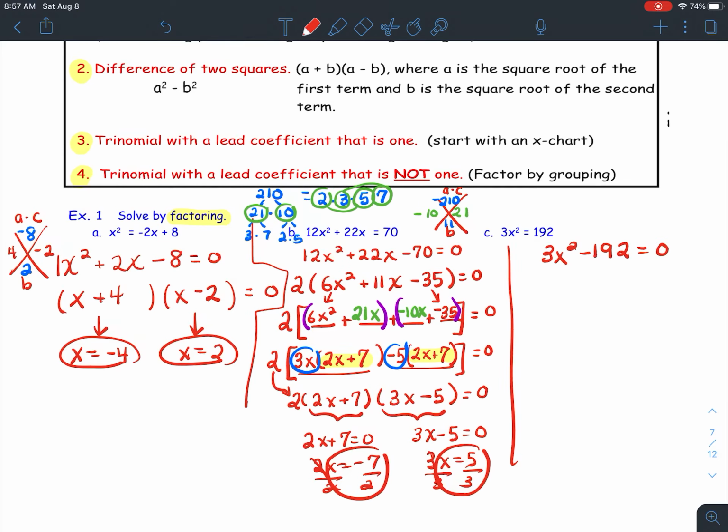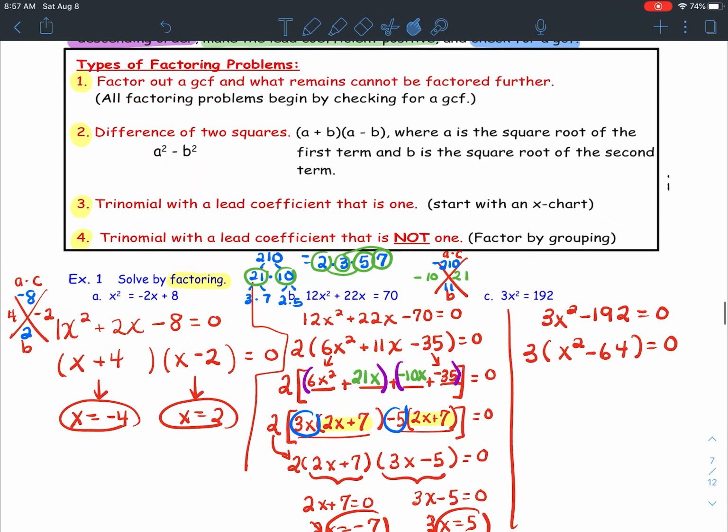Okay, so we know with the factoring method, we are to move everything to one side, so the 192 should come to the left. It's in descending order. Our lead coefficient is positive. However, a 3 goes into a 192, so that means we can pull that out as a GCF. If you were to divide 192 by 3, that's where we get 64.